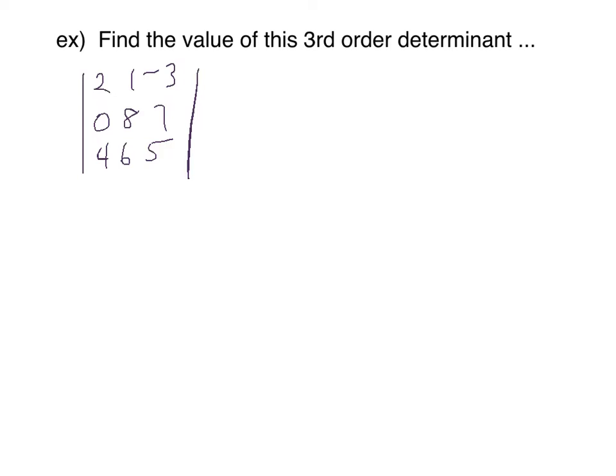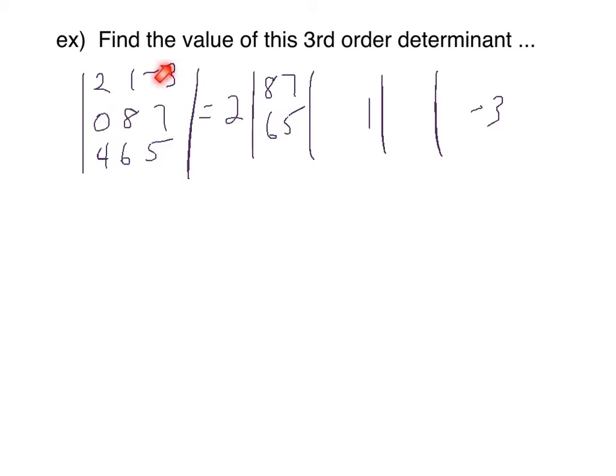Well, let's first set it up the way we had it before. If I take the first row, that's going to give me a 2, a 1, and a negative 3. Then what we do is cross off the row and column with 2. If I got rid of this row and this column, we'd be left with this 2 by 2 right here, which is 8, 7, 6, 5. Now the 1. If I take the row with 1 and the column with 1, I'm left with these 2 and these 2. Let's write those in. That would give us 0, 7, and 4, 5.